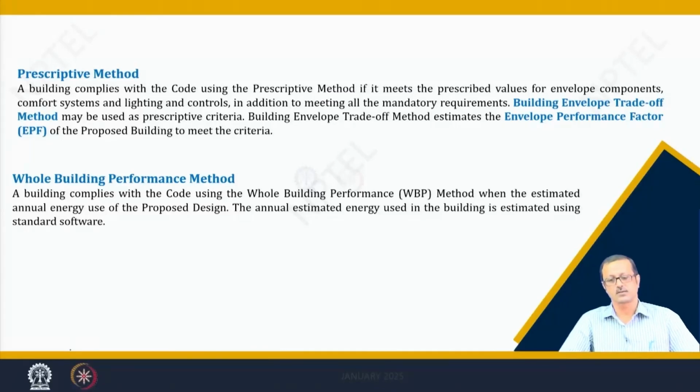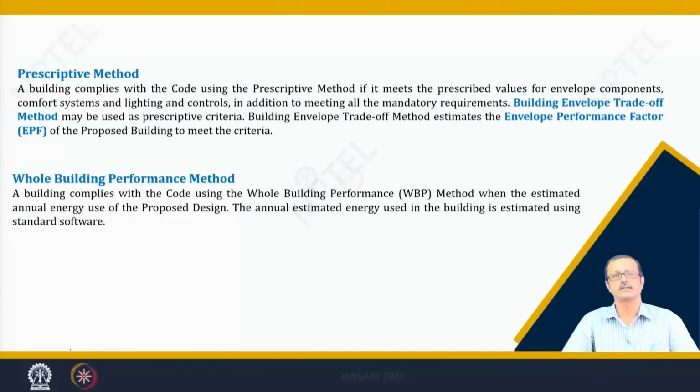In this particular code, they have prescribed two types of methods, and after these two methods, you need to simulate or calculate, and then you have to see what is the actual performance of your proposed building. So, the first method is called the prescriptive method, where it is an easy method that you can compute on your own with the help of an Excel sheet or maybe hand computations and all.